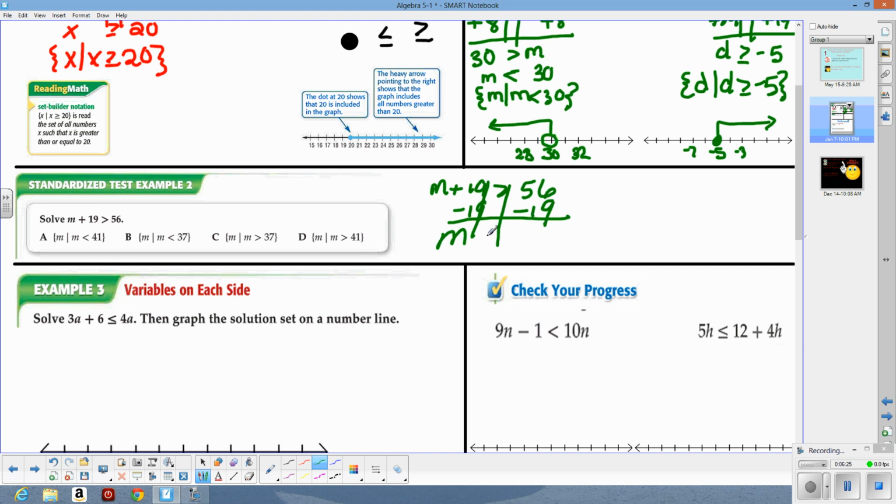And you get m is greater than 37. So you would choose choice C.